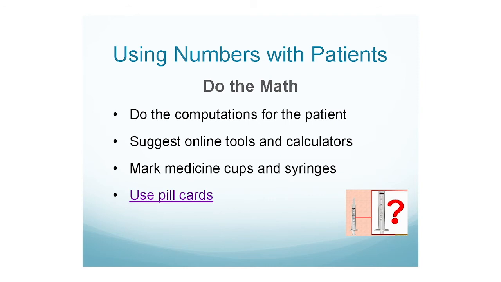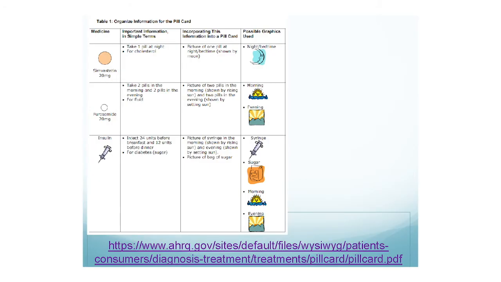And the pill cards. This is a part of the Agency for Healthcare Research and Quality. And they've done a lot. They actually have a toolbox, toolkit that they have on their webpage for health literacy. And this is one of the tools that they have. But they have lots of PDFs. They have a lot of PowerPoints and a lot of suggestions. If you haven't gone to this webpage before, I would highly suggest that you do.